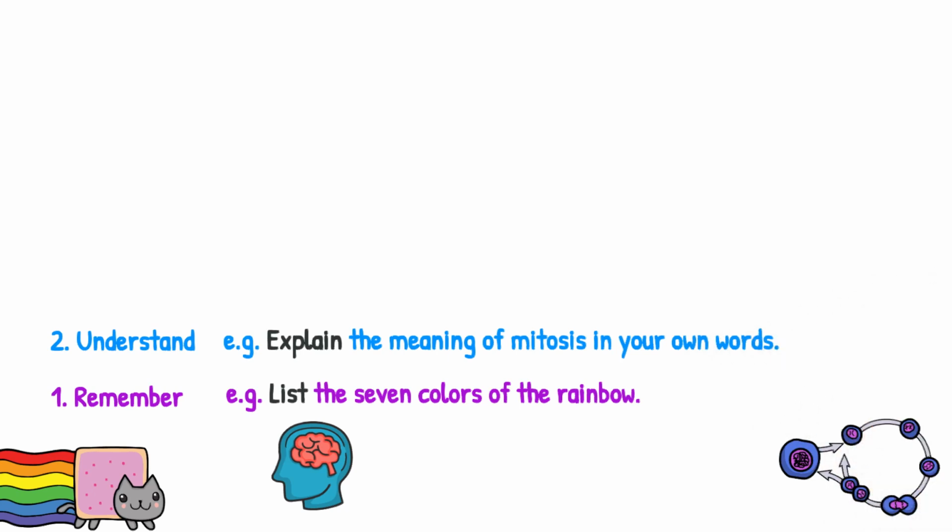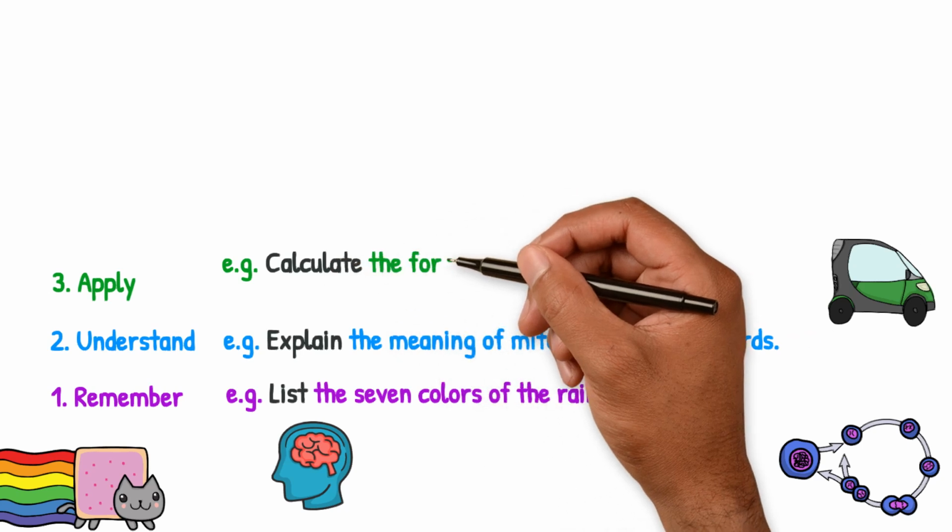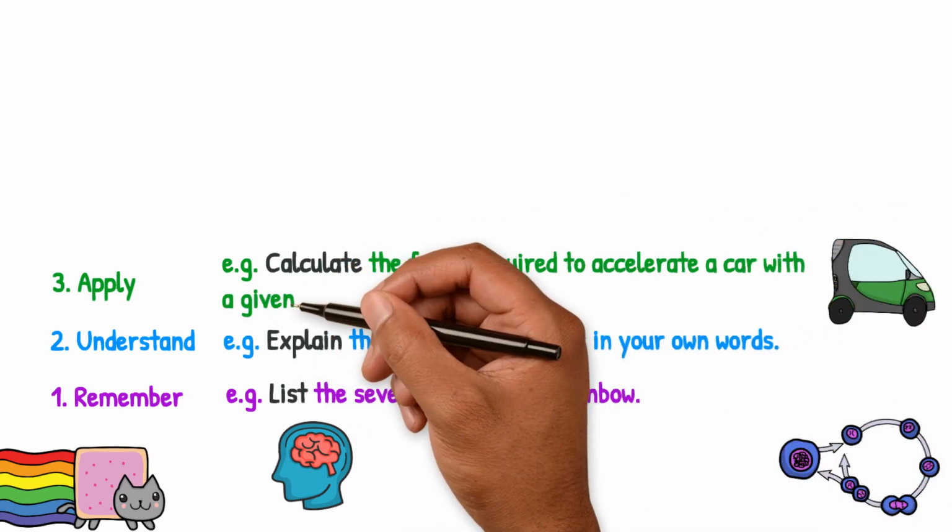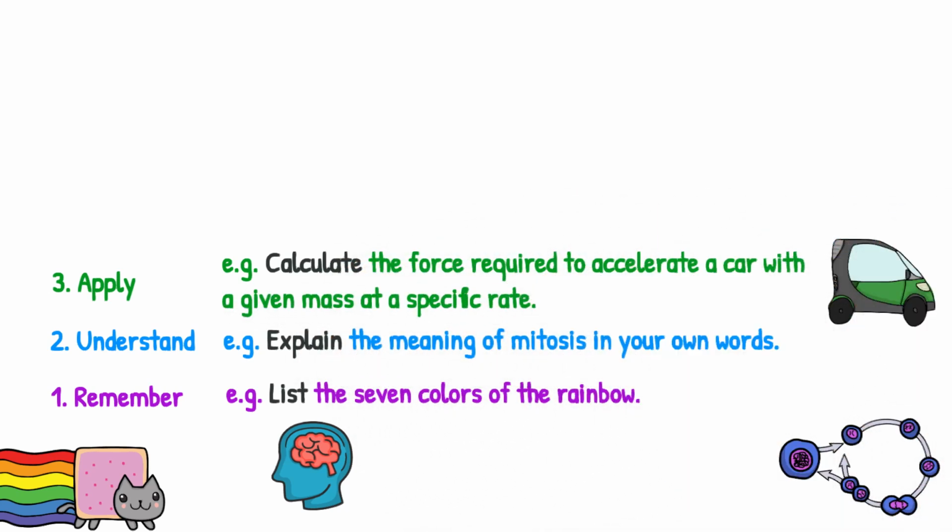Next, we have the apply level. This is where things get real. It's all about using all the knowledge that you've already gained and applying it to a new situation. Instead of just recalling or understanding facts, you're putting that knowledge into action. For example, calculate the force required to accelerate a car with a given mass at a specific rate.